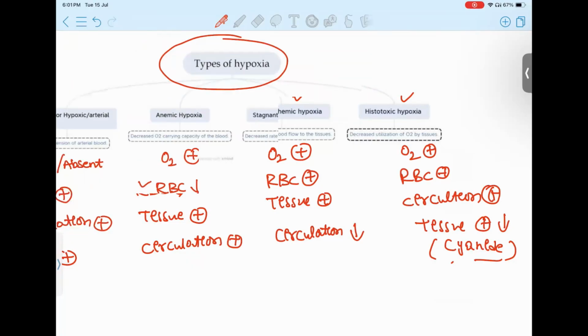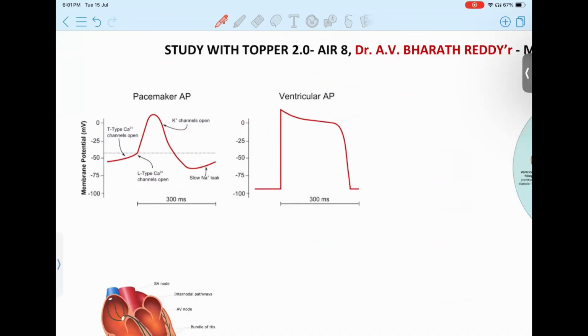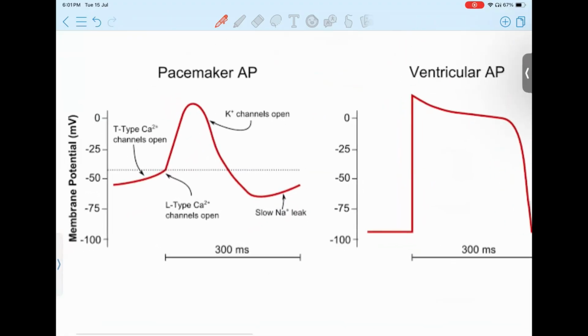All right. Next, moving on to the cardiac system. In the cardiac system also, most of the things are discussed in your ECG only. So here we are going to discuss the action potential and cardiac cycle. This belongs to your atria and this belongs to your ventricle. In the heart, there are two types only. The atria have a different action potential, and the ventricle has a different action potential.